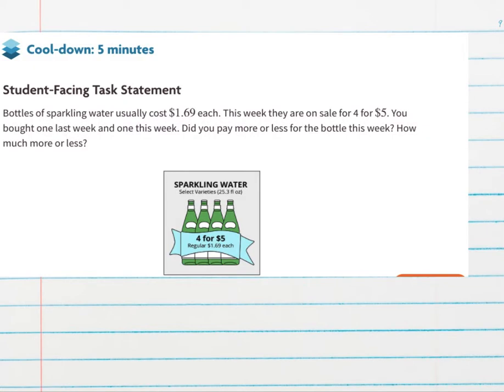So here's your task. Bottles of sparkling water cost $1.69 each. This week they're on sale for 4 for $5. You bought one last week and one this week. Did you pay more or less for the bottle this week? And how much more or how much less? So how much did you pay last week? Well, you paid $1.69. This week, they're on sale 4 for $5. So you've got to find out how much each one is this week. If your $5 will buy 4, how much will one cost?